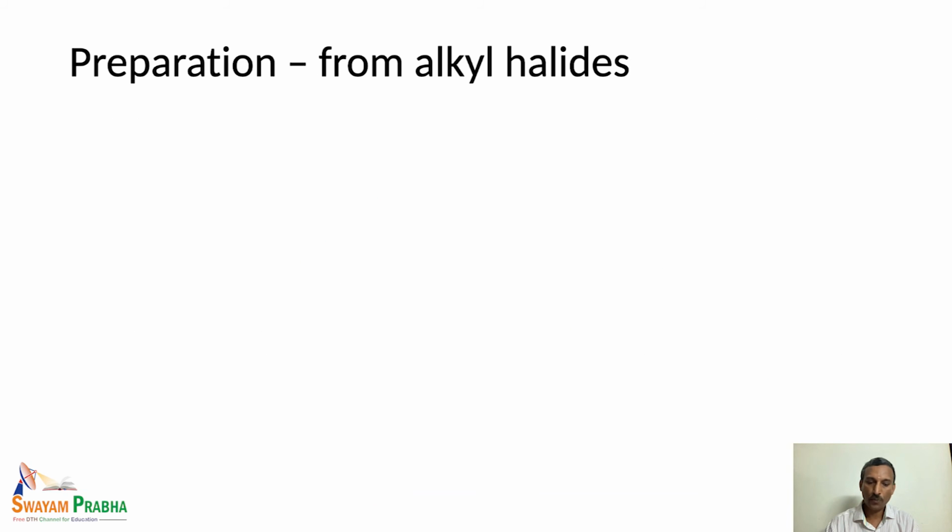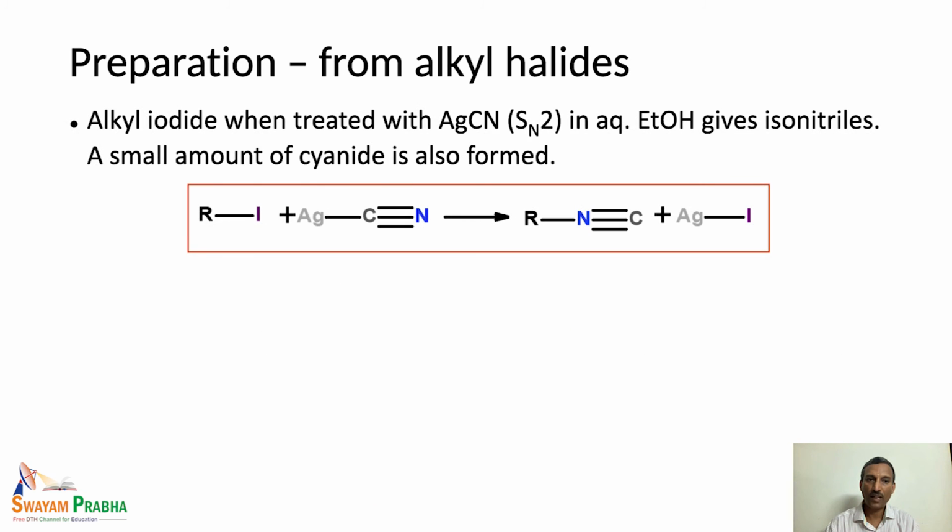We can also prepare isonitriles from alkyl halides. Alkyl halides when treated with silver cyanide, here again we are going to carry out an SN2 reaction in aqueous ethanol, gives isonitriles. In this particular case, if we are using silver cyanide, we are actually getting isonitriles. If the alkyl halide is treated with sodium cyanide, we end up with nitrile as the major product. So, this is the major thing you have to remember.